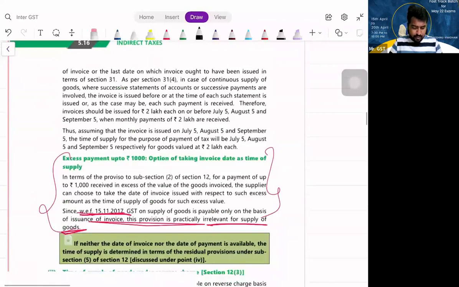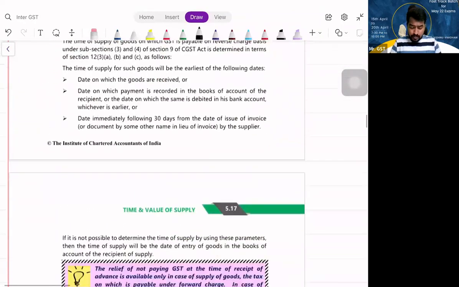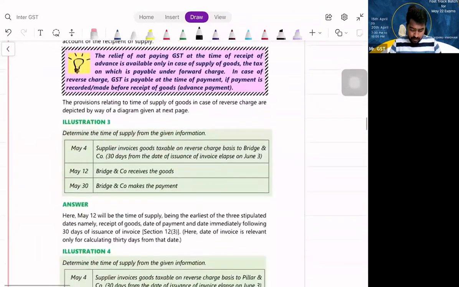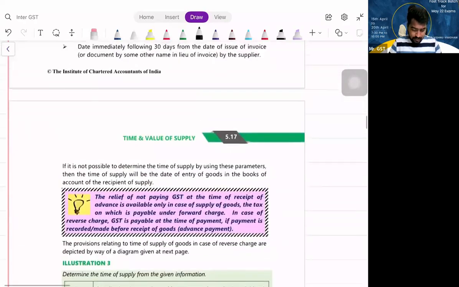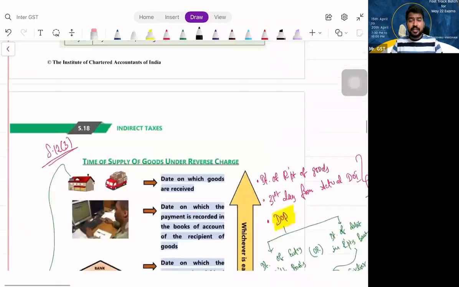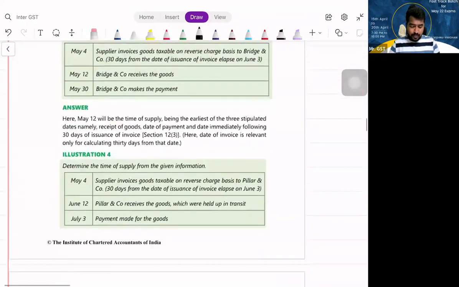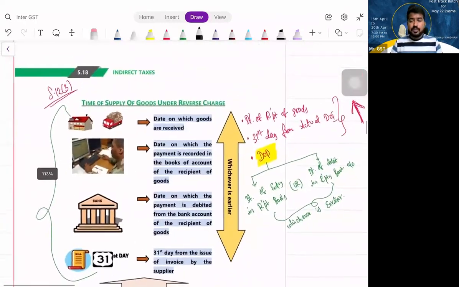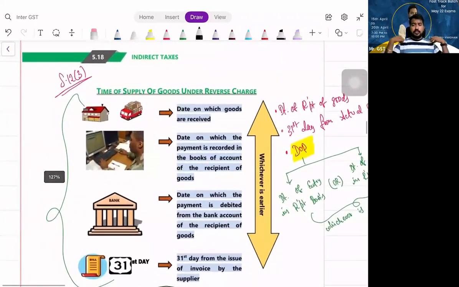Same again. Let us go with the summary given in the institute study material below. So that is more than sufficient. Come to page number 5.18.